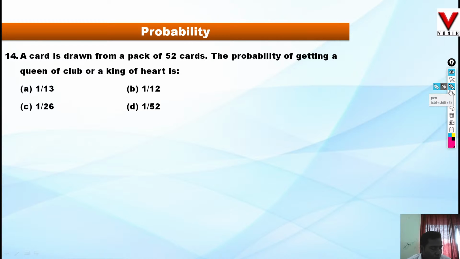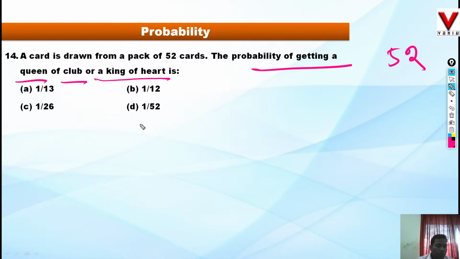1 into 1, 1 by 52. 1 by 52 plus 1 by 52. That means 2 by 52. 2 by 52 means 1 by 26. Option C is our correct answer.